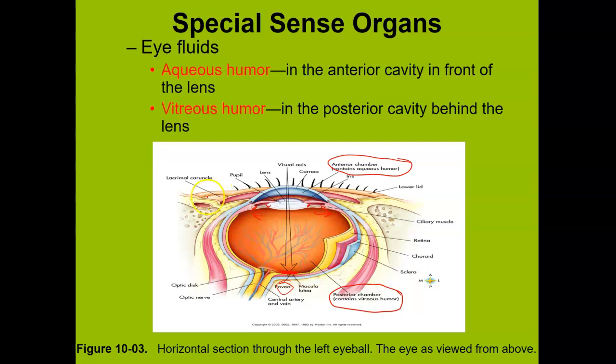Over here is the lacrimal caruncle. This is the inner side of the eye that you always see. And here's a part of the lacrimal duct.